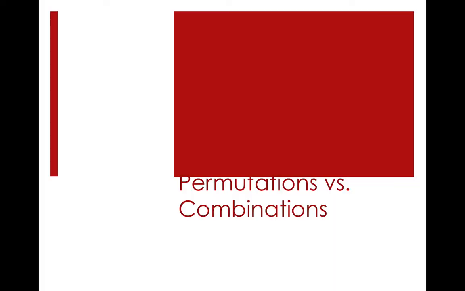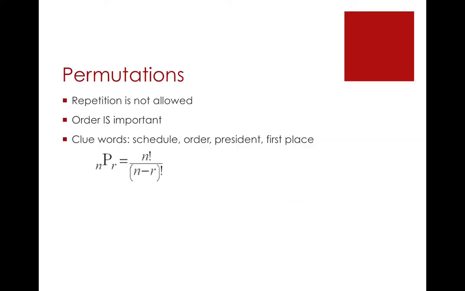All right, permutations versus combinations. A permutation is going to be a scenario where repetition is not allowed. This will be the same for combination. The difference is, with permutations, order is important, and with combinations, it is not important.